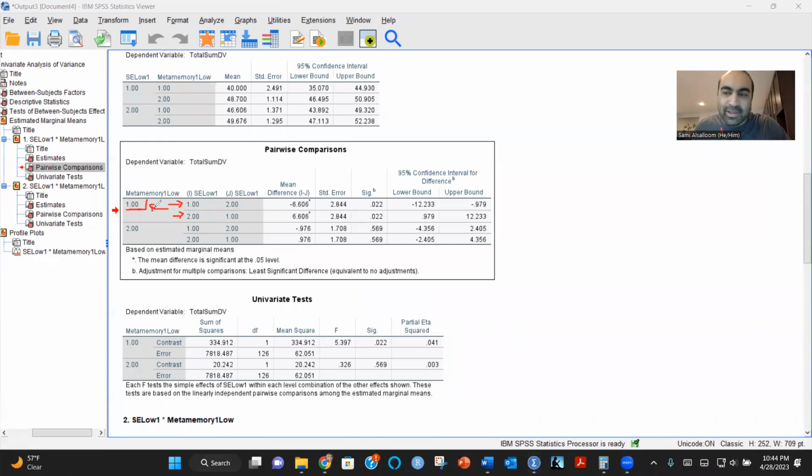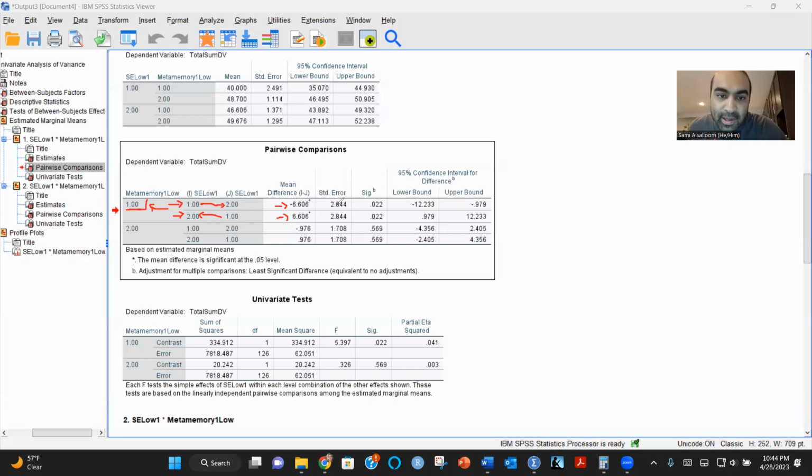Okay, so we're looking at people with low meta memory, and we're comparing people here with low self-esteem versus people with high self-esteem. This top row is saying low self-esteem versus high self-esteem, and this next row is saying high self-esteem versus low self-esteem. So it's basically the same comparison, just in the opposite direction. You only need to pay attention to one of them because it's giving you the same information, except on this one it's negative and on this one it's positive. If it's negative, that means people with high self-esteem have higher scores.